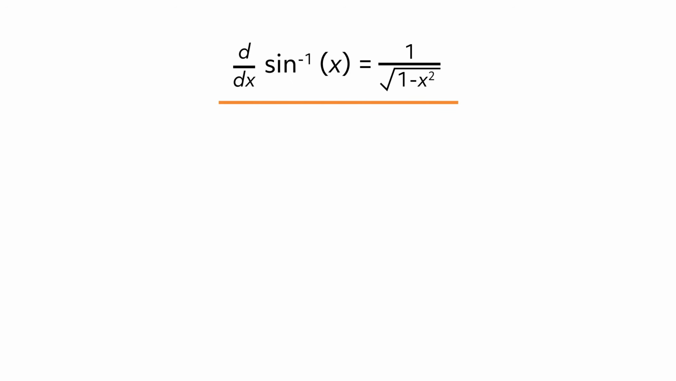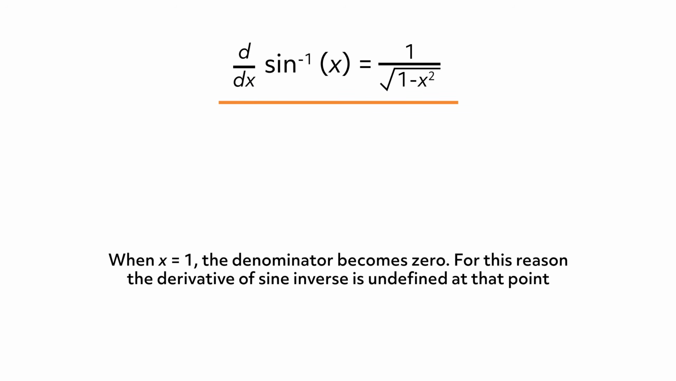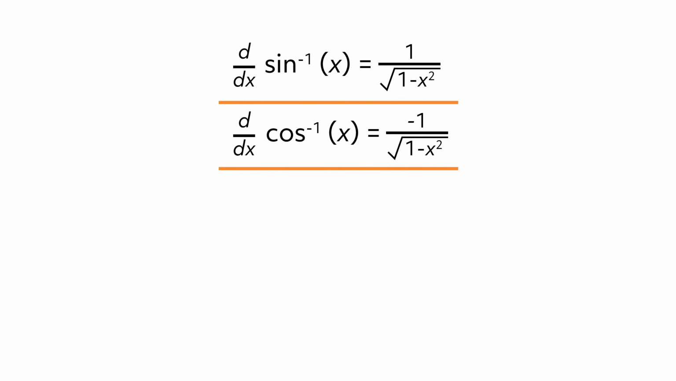The derivative of sine inverse of x is 1 over the square root of 1 minus x squared. Note that when x equals 1, the denominator becomes 0. For this reason, the derivative of sine inverse is undefined at that point. Next, the derivative of cosine inverse is negative 1 over the square root of 1 minus x squared.